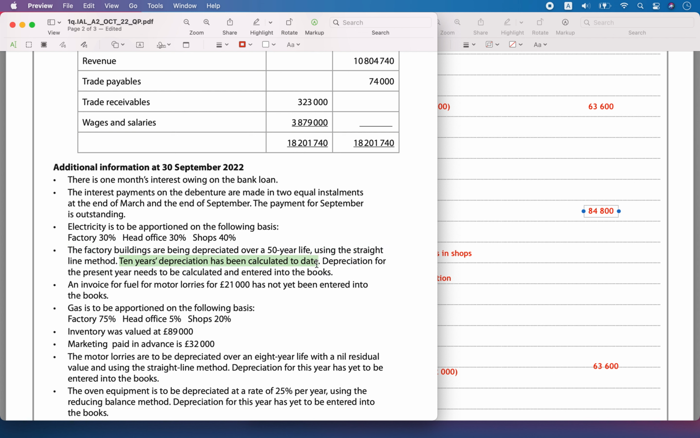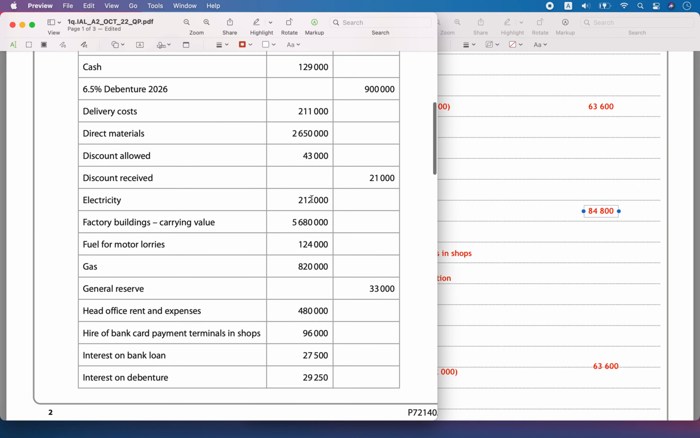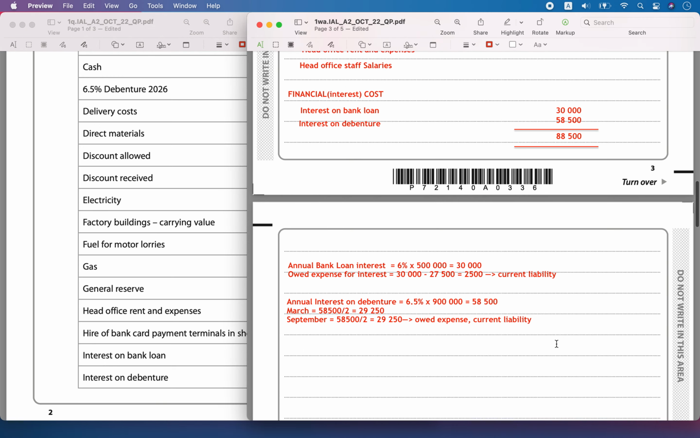Then you have the factory buildings are being depreciated over 50-year life using the straight line method. 10 years depreciation has already been calculated up to date. Now the depreciation for the present year needs to be calculated and entered into the books. So which means for the remaining 40 years you have to calculate the depreciation and you have to maintain in the books. Okay, so now he has said that this is the carrying value.